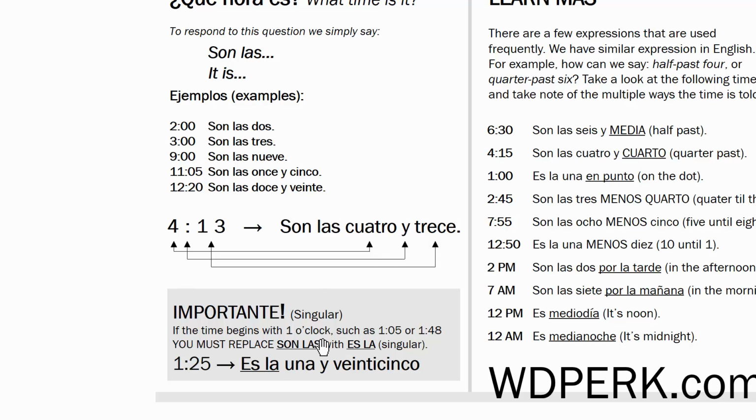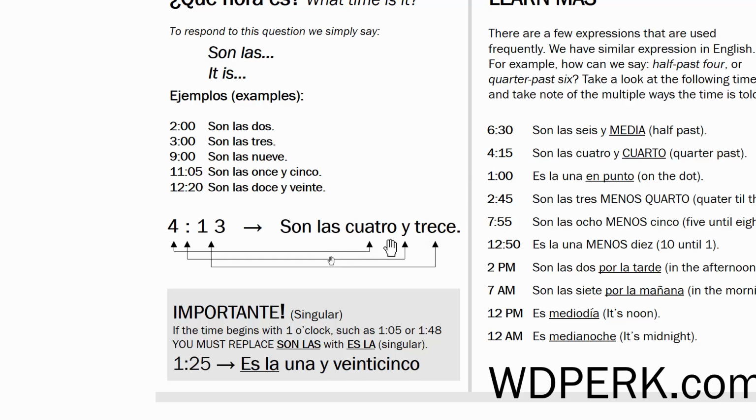And here's our note about the singular use of 1 o'clock. If your time begins with 1 o'clock, such as 1:05 or 1:48, you must replace son las with es las. So instead of saying there are 2 or 3 hours, you are saying there is 1 hour. To say 1:25, you would say es la 1 y 25.